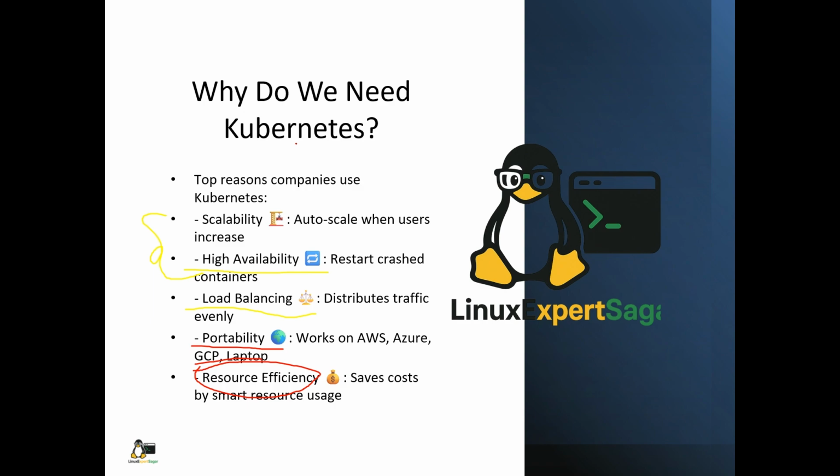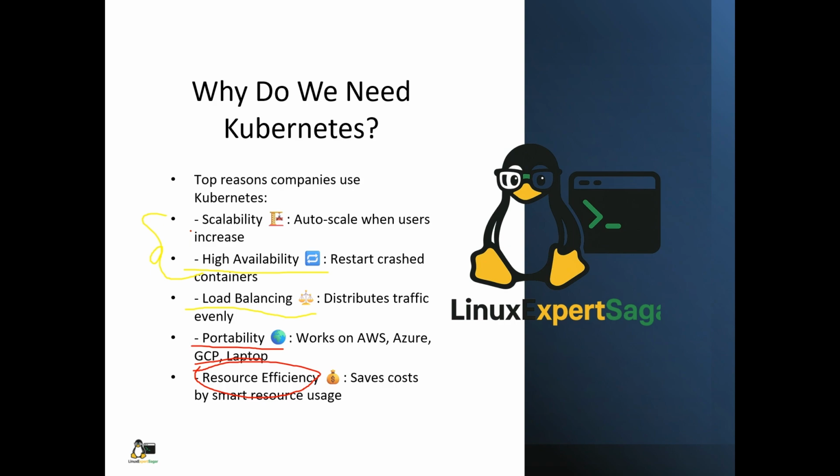First is scalability. Imagine your app is working fine for 1000 users and suddenly it goes viral and you get 1 million users overnight. Without Kubernetes, you will be panicking, rushing to manually add more servers and containers. That is a nightmare. But with Kubernetes, you don't even have to worry about this situation. It automatically scales up the number of containers or servers to handle the extra load, correct?